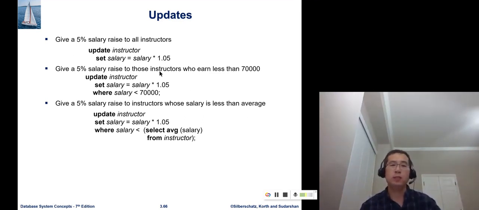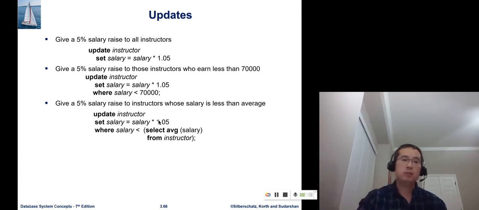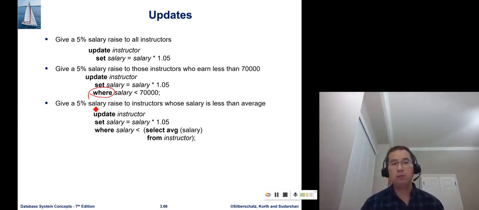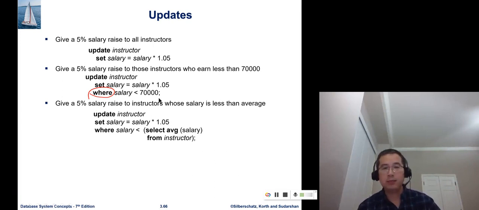Okay, and the next one, give a 5% salary raise to those instructors who earn less than 70K. Okay, 70K. So we look at only those instructors whose salary is less than this one, not all the instructors. Okay? So update instructor set salary equal to this one. Well, we add a where. So the difference is just like this. Okay? Where the salary is less than 70K. So over here, we first identify all the tuples need to be updated, and then we increase the salary.